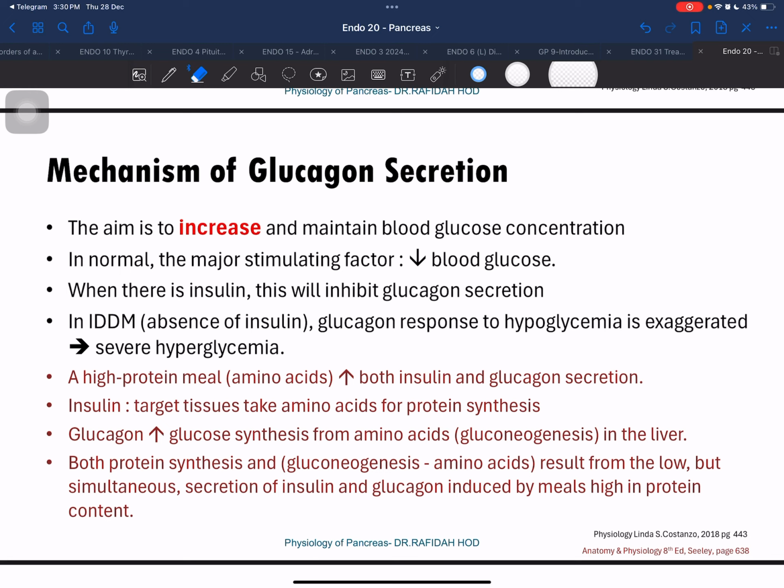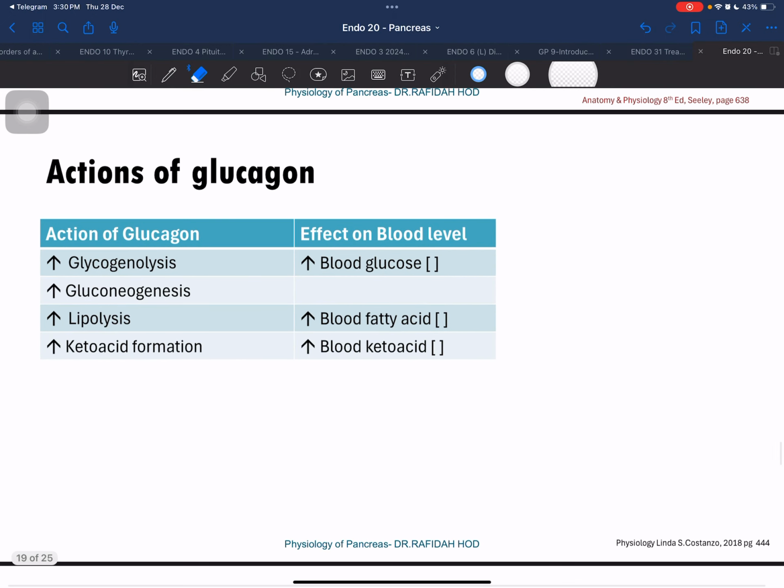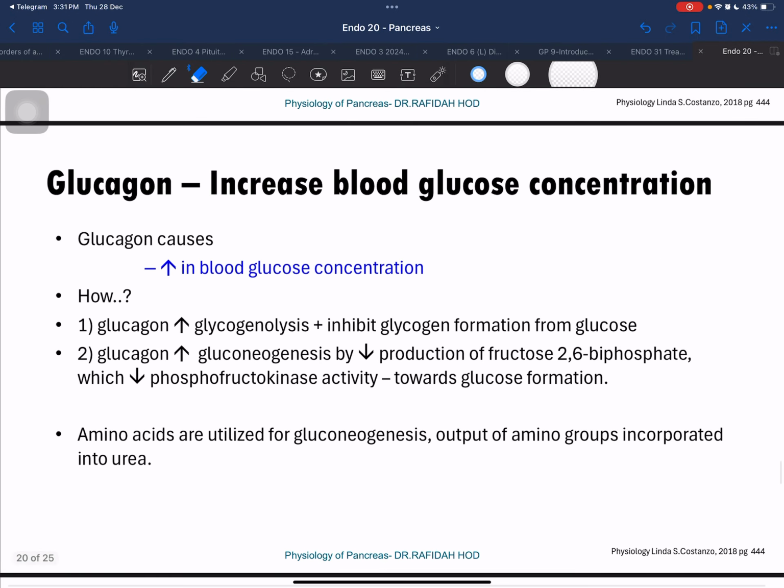Okay, the actions of glucagon, so dia akan increase glycogenolysis, increase gluconeogenesis, increase lipolysis, high keto acid formation. So dia semua yang the opposite of insulin. So in the end, maknanya dia akan effect dia adalah high blood glucose concentration, fatty acid and keto acid concentration pun semua high. So how does that happen?